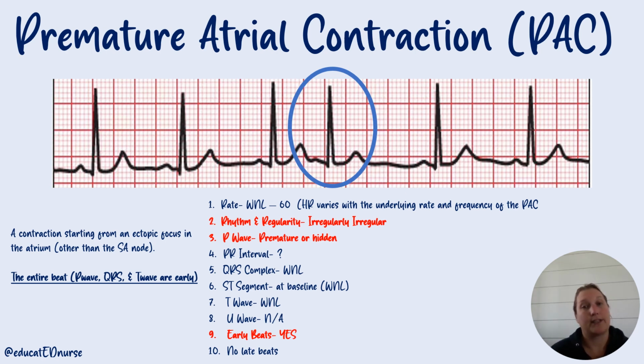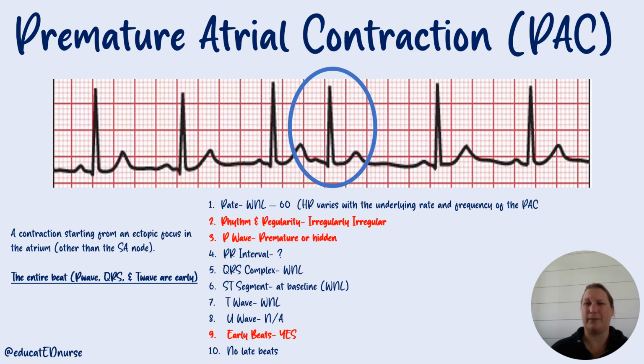Now the P waves, there are P waves, and in some cases with PACs, they can be premature or hidden. And I'm going to talk to you about how you know the difference between a PAC and a PVC in just a minute. The PR interval should be normal. The QRS should be normal. The ST segment should be at baseline. It should not be elevated, should not be depressed. There is a T wave. There should not be a U wave. There are early beats, but there are no late beats.